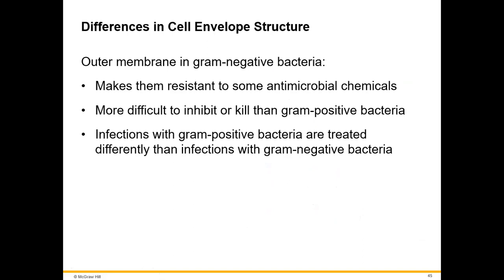Some differences in the cell envelope, like the outer membrane in gram negative bacteria, make them resistant to some antimicrobials. They are more difficult to inhibit or kill than gram positive. Infections with gram positive bacteria are treated differently than infections with gram negative bacteria.